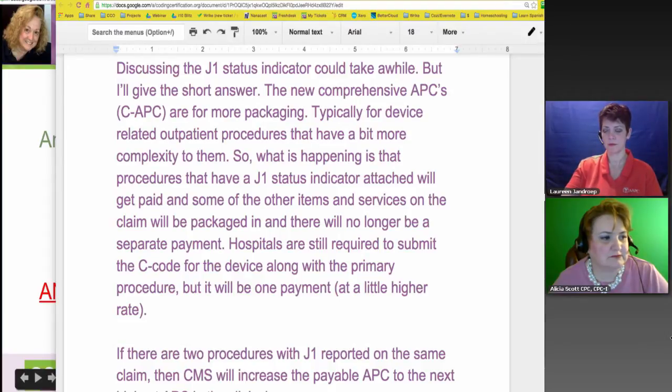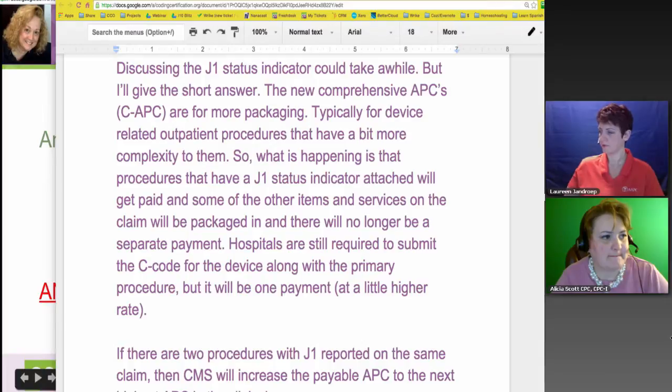But I will tell you that the J1 is new for 2015. It is one of like 25, 26, 29. I think they only went up to 26 this year. There are 3 that are still being discussed. All this status indicator is saying is that basically we're bundling procedures. It's a new comprehensive code, so they're not actually APCs. They're CAPCs is what they're calling these, the comprehensive APCs.